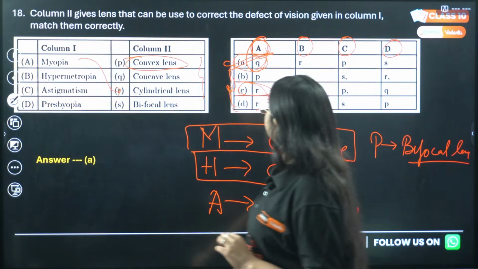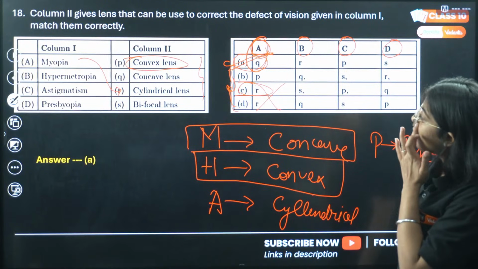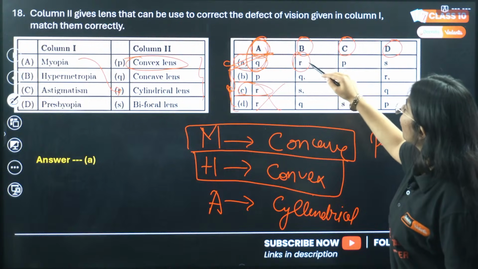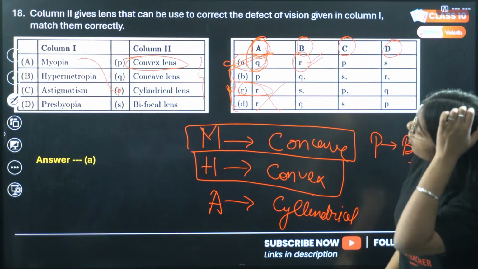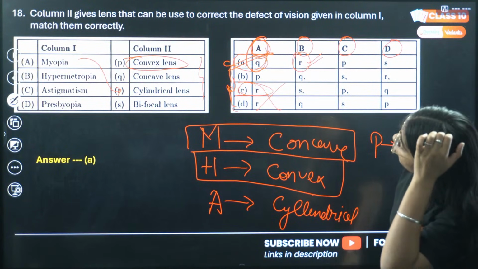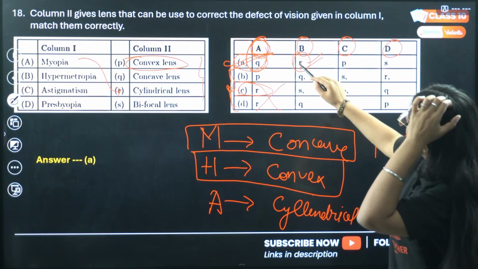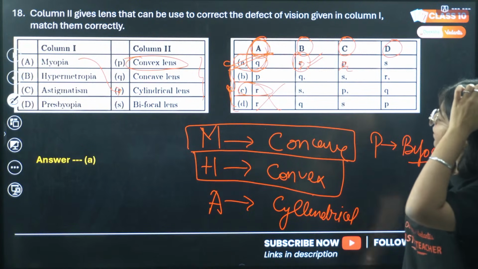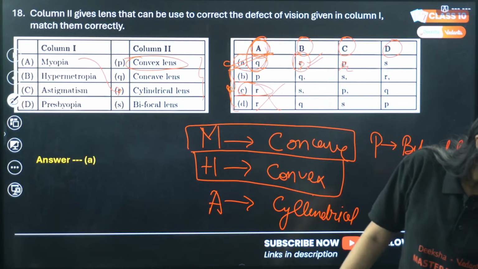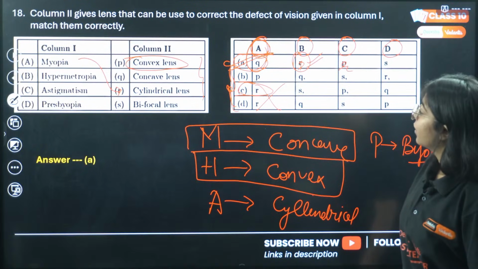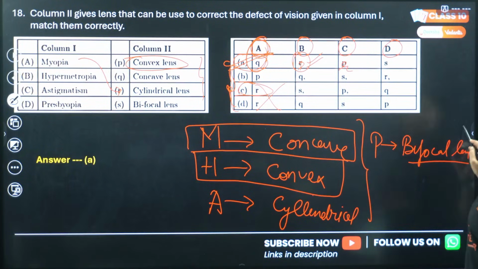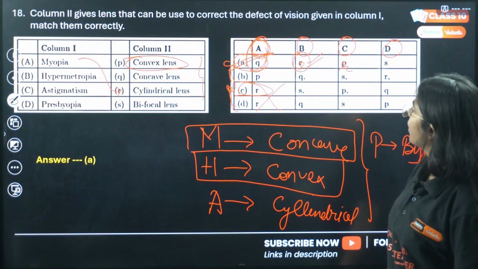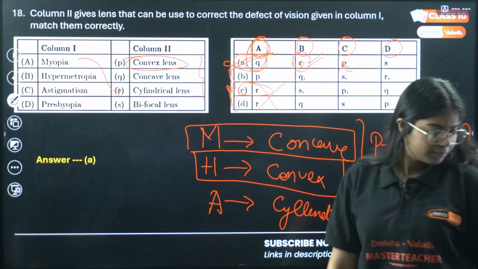This question, what are you saying? B is wrong, B is R. Oh, you are saying this one. Okay, correct. For B, it should be convex lens. B should be P and C should be R. C should be R. D should be S. Correct. Verma ji, you are correct. But you understood this, right? Okay, be very careful while solving this. So these options are actually wrong.